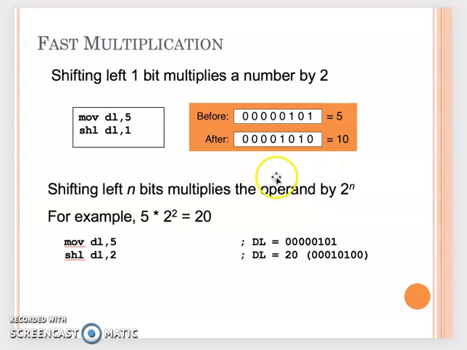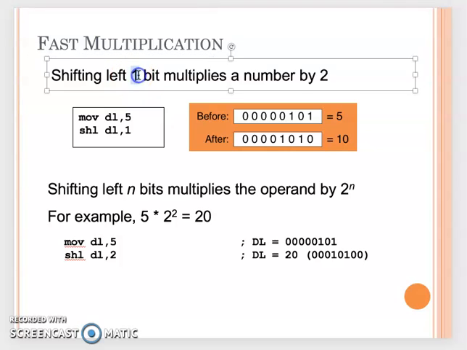Did you notice that this is what we talked about in chapter 5, right? So when you shift to the left, it depends on how many bits you shift to the left. If you only shift 1 bit to the left, you actually make the value double. Why? You see here, originally the decimal value is 5, right? So after we shift 1 bit to the left, it becomes 10.